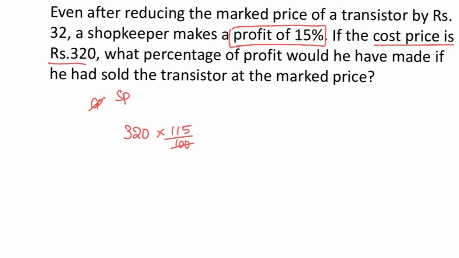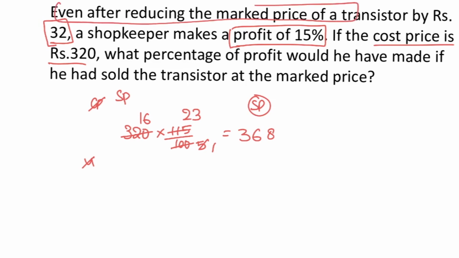That is equal to 25 times 20, 16 times, 5 ones, 5 23 times, 16 into 23, 16 into 3, 48, 16 into 2, 32 plus 4, 36, 368 is the selling price. Now, selling price is how much less than market price? Even after reducing the market price by 32. Market price when reduced by 32, now it becomes selling price. So market price is how much? 400 rupees. Now let me repeat it.